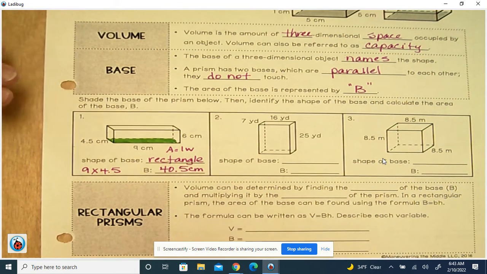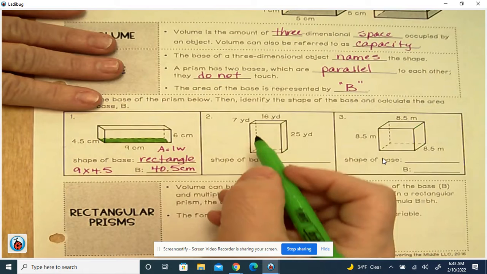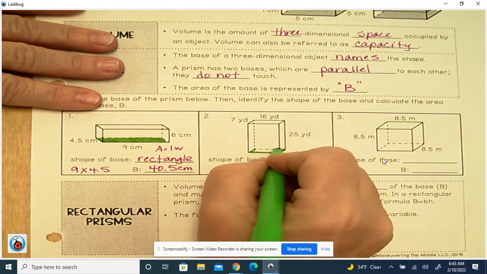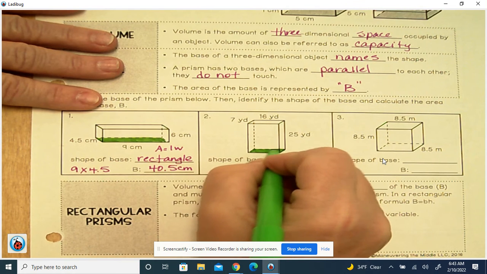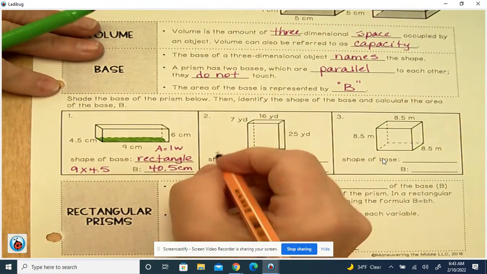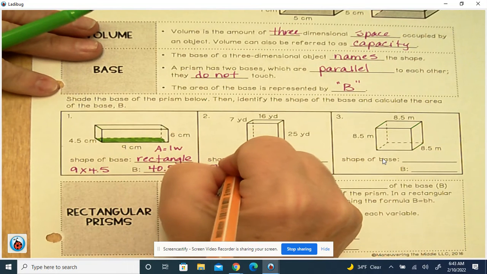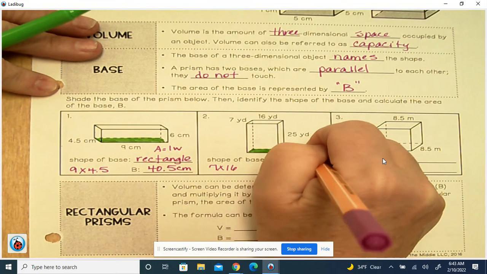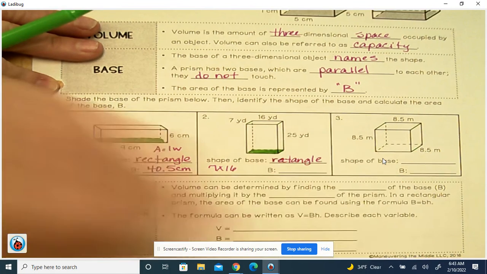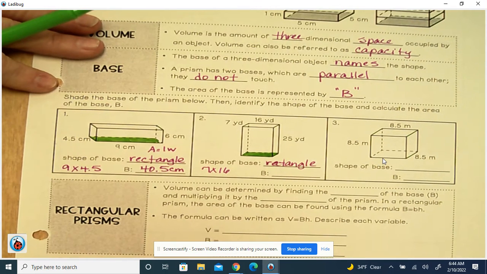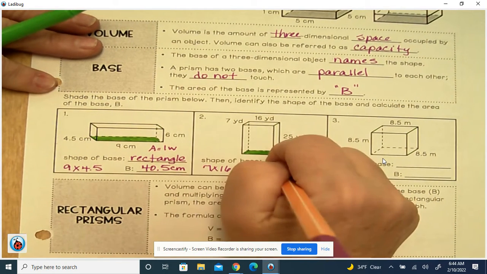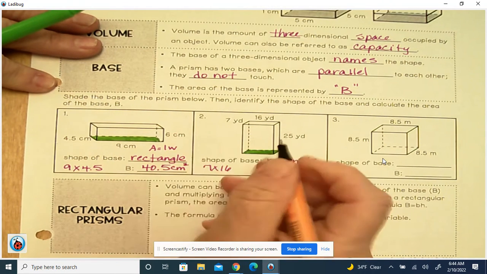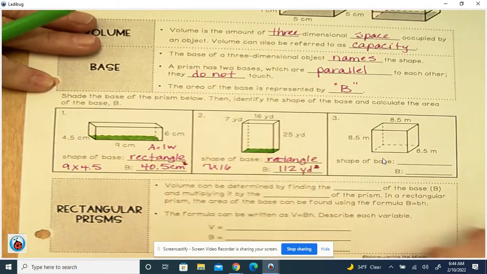All right, this one right here, here's a base here. That's what it sits on. And that would be 7 times 16. This is a rectangle base. And that gives us 112 yards squared. The whole thing would be squared.